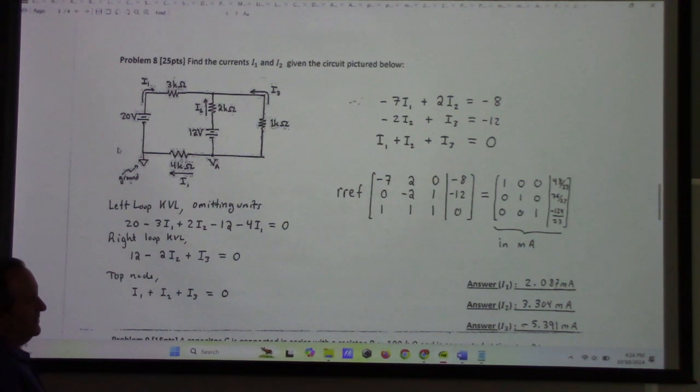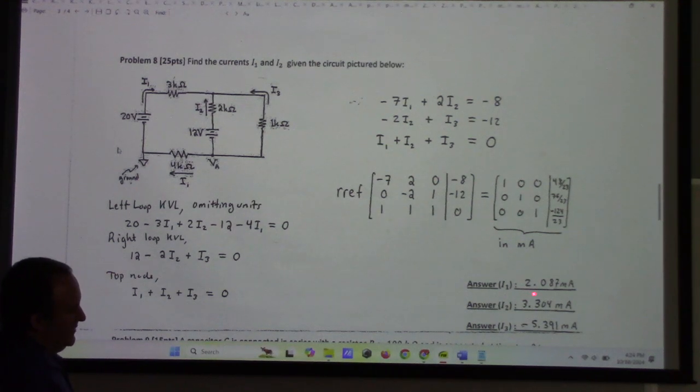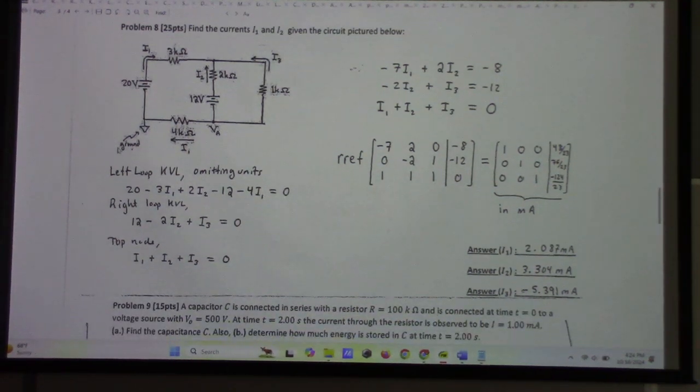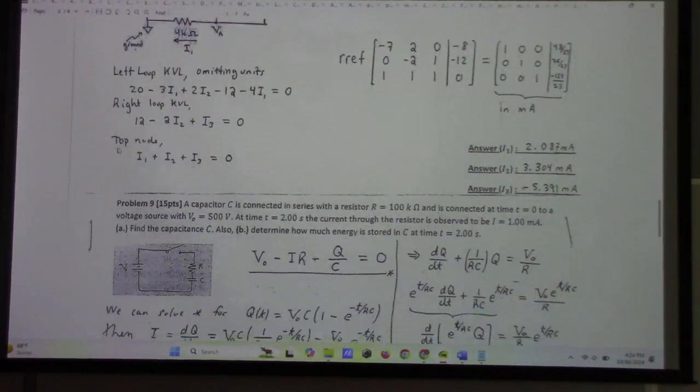It's just a pain. It is what it is, but these are the answers: 2.087, 3.304, and 5.391. And the reason these are in milliamps is because I have omitted units of kiloohms in volts. So 1 over, you didn't divide by the resistance, divide by kilo, you get a milli. So these are in units of milliamps when you backtrack, and the answers must have units. I'm okay with calculations not having units, but answers must have units. And if answers don't have units, I will take off points.